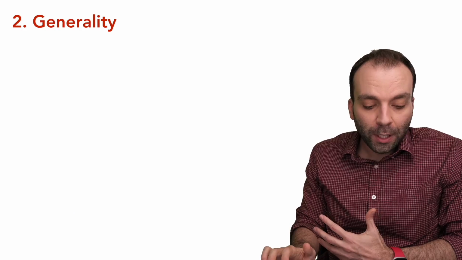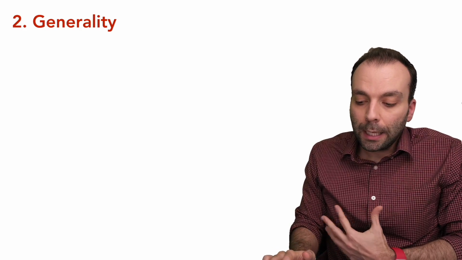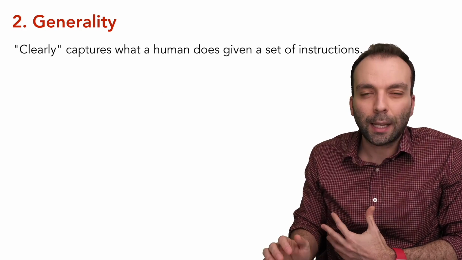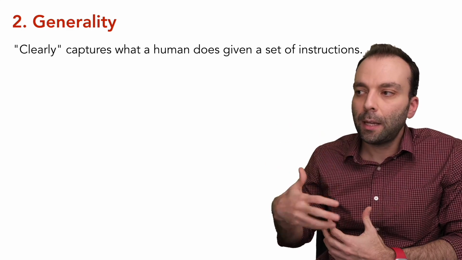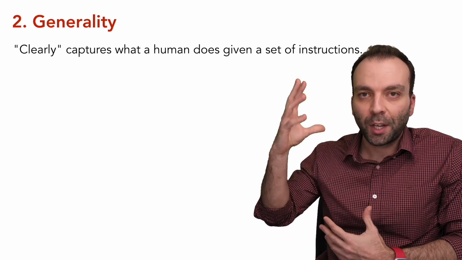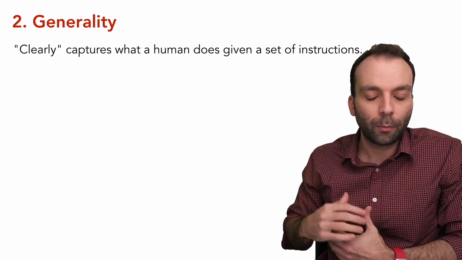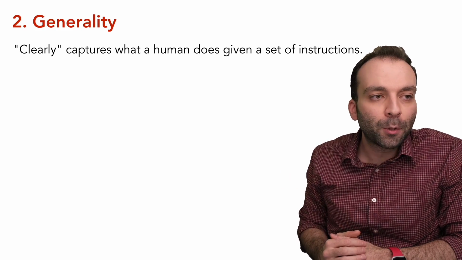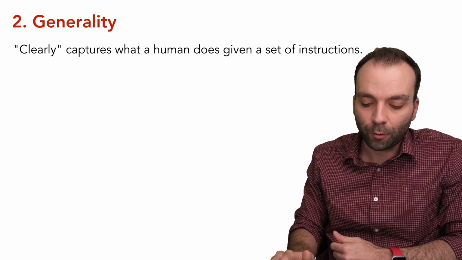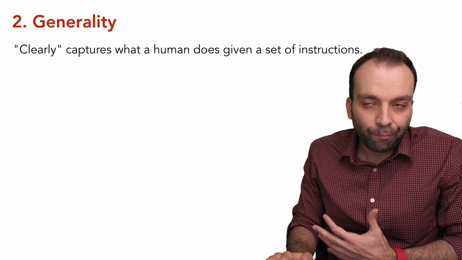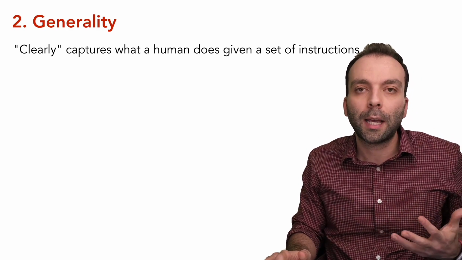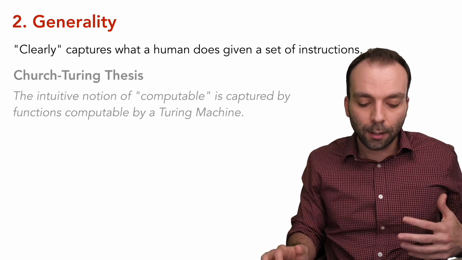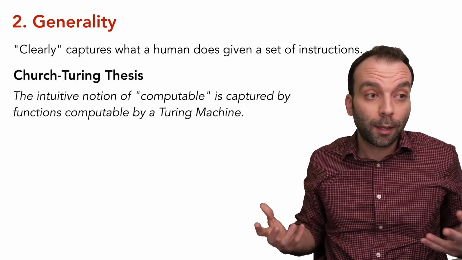And then in terms of generality, of course, our belief, as I said, when you read Alan Turing's paper, he has a section motivating his definition, and you see, yes, it clearly captures what a human does given a set of instructions. And this belief that it captures computation in this sense is called the Church-Turing thesis.